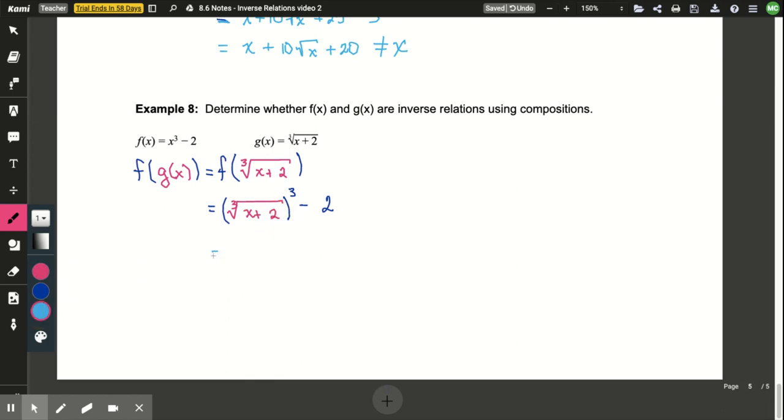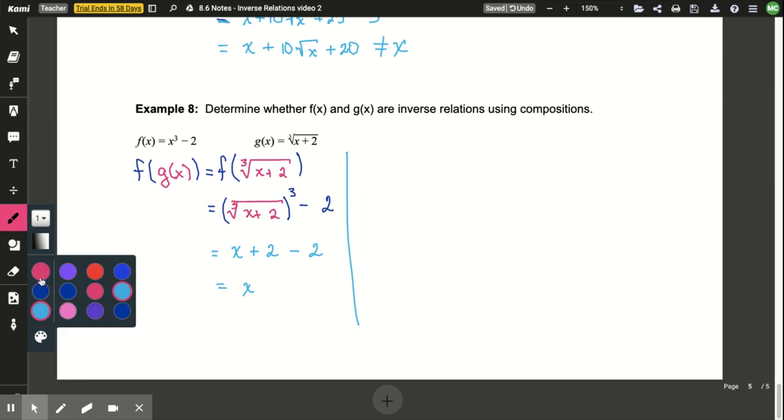And now I'm ready to actually put them together, so I'll change colors here. So the cube root cubed, well, those two things cancel each other out. So that would give me just x plus 2. And then I still have the minus 2 on the end there. And x plus 2 minus 2 is just x. So far, I did get that f of g of x is equal to x. So that means this time around, I do need to try the other way. So I need to compose them the other direction.